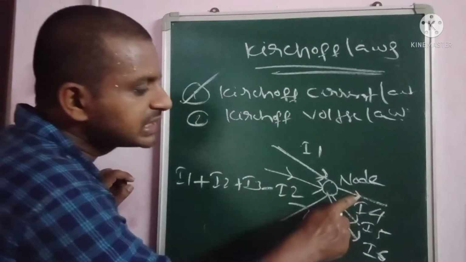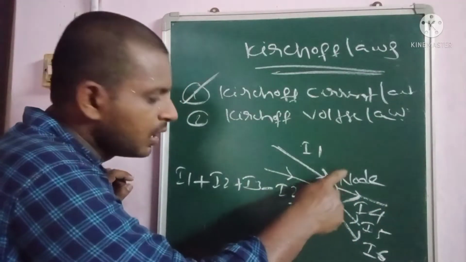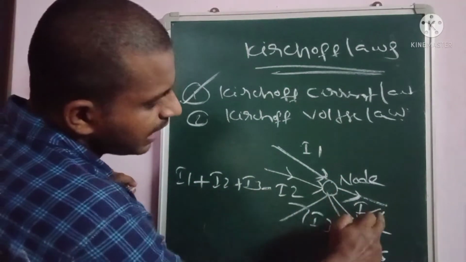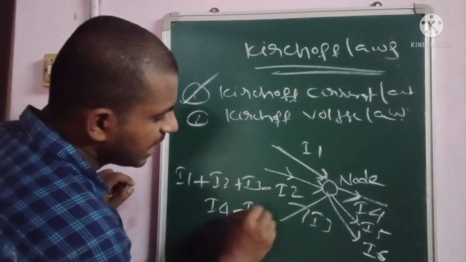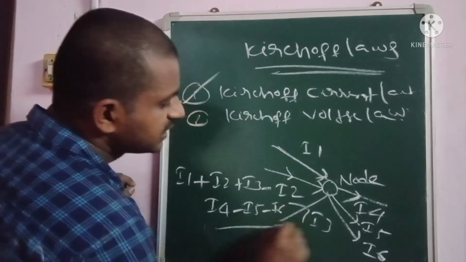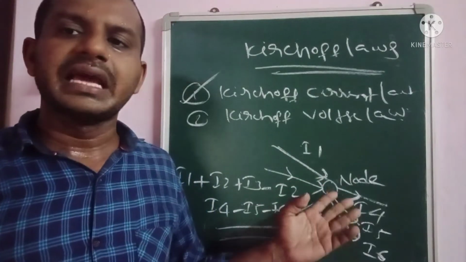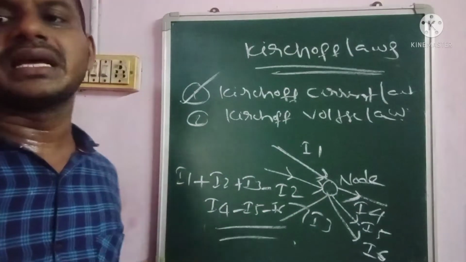Why? Because it is leaving from the node, so that's why we are generally putting minus I4 and minus I5 and minus I6. So this is the equation for the Kirchhoff current law.